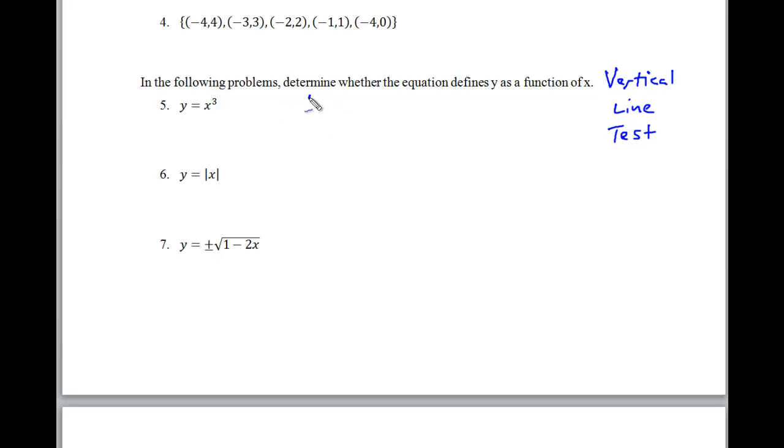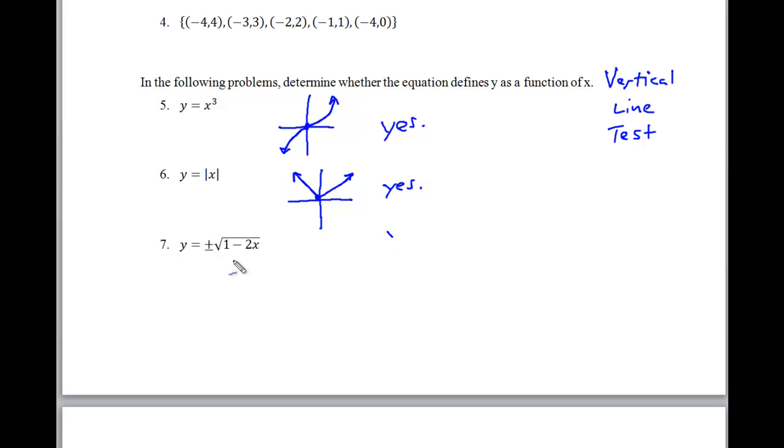The graph of y is equal to x cubed looks like this. It intersects at the origin and continues going on from here, and it passes the vertical line test since every single vertical line only intersects with the graph at one location. The absolute value of x also intersects at the origin, and it looks like this, and that also passes the vertical line test. So yes, it's a function of x. Yes, it's a function of x.